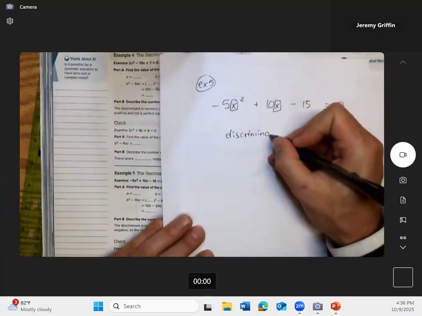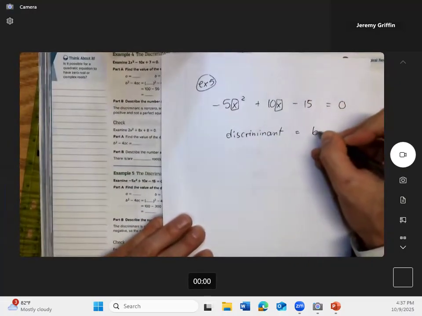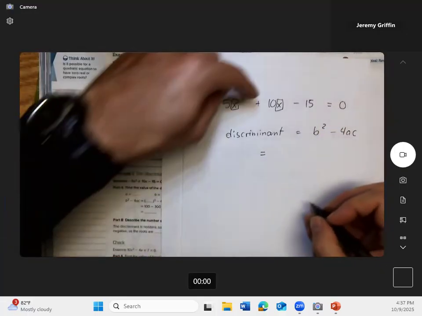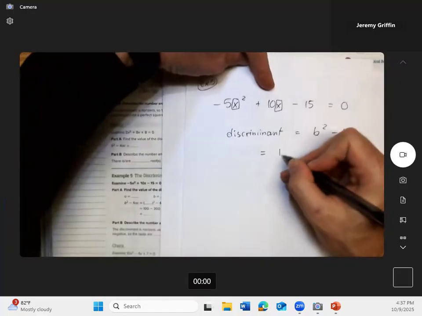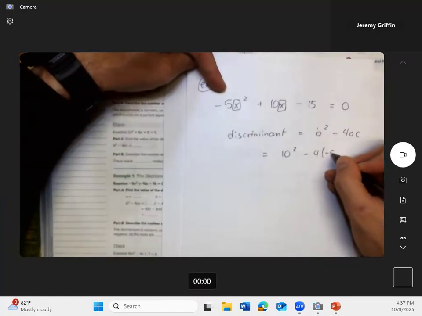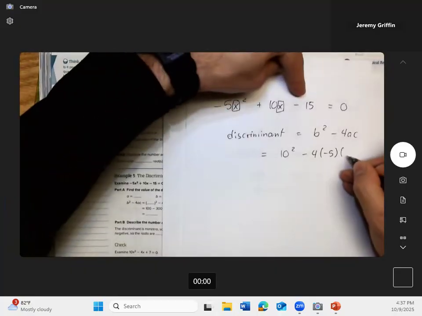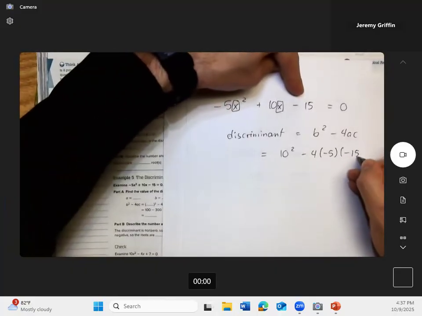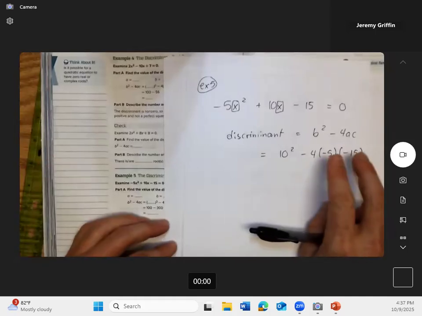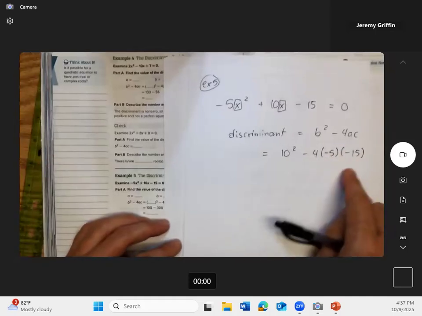Discriminant is just the b squared minus 4ac bit. So for our purposes, here's b, which is 10 squared, minus 4 times a, which is negative 5, so careful about the negatives. And then c is also negative, negative 15. Well, if I have 3 negatives, then overall it's still negative. These two cancel, it's still negative overall.